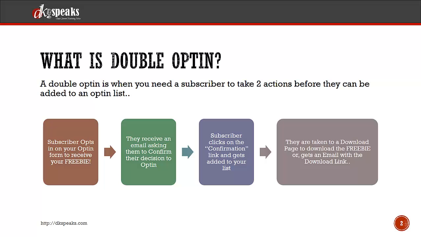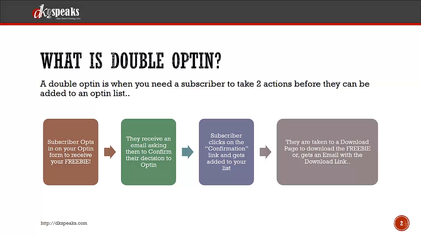A double opt-in is where you need a subscriber to take two different actions before they can be added to an opt-in list. So normally how the flow works is that the subscriber opts in on your opt-in form to receive your freebie. Then they receive an email asking them to confirm their decision to opt in. It is normally an email with a long link, a very ugly link that asks them to click on that to confirm their decision to opt in.